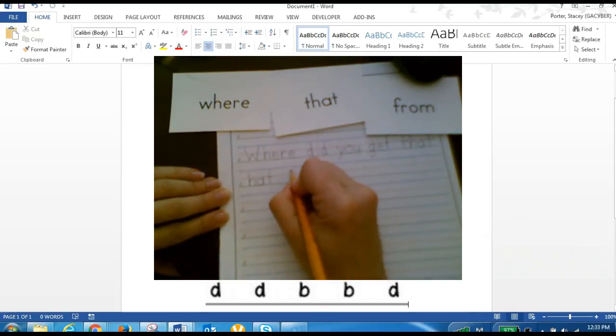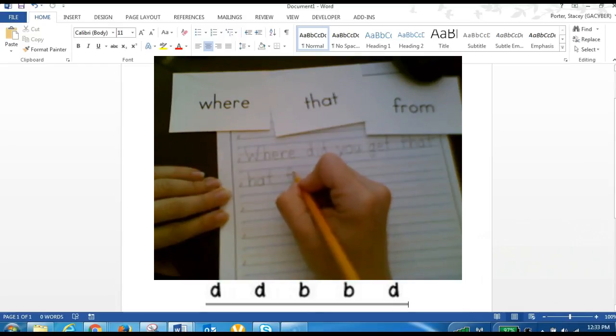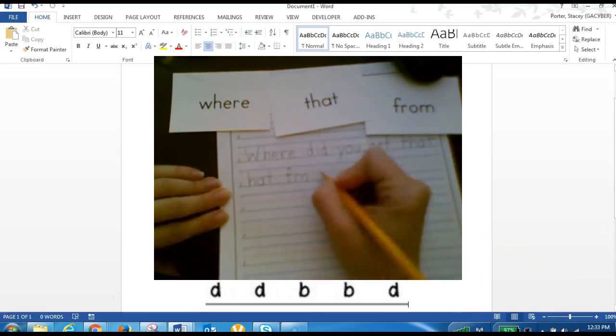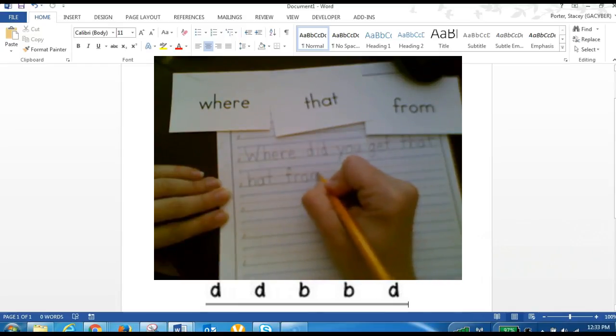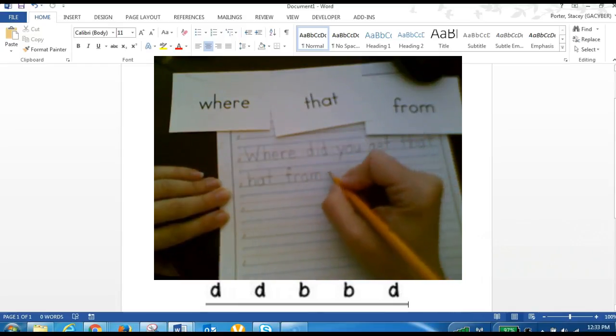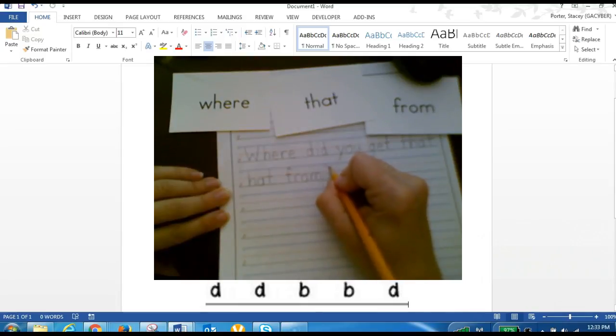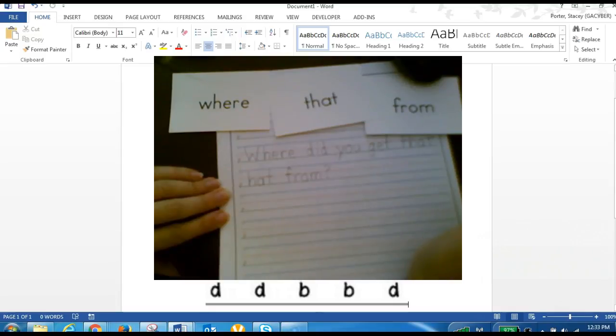From, F, that one starts weird in the middle of the upper part. Up and around and down and then cross. R, O, M. And I have a question, so it needs a question mark. All right.